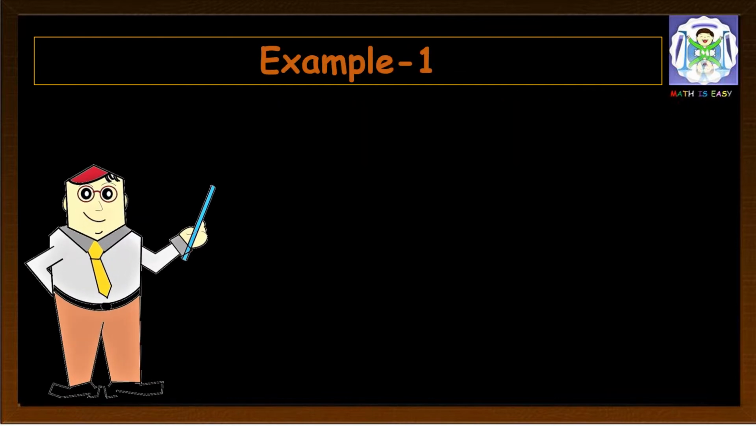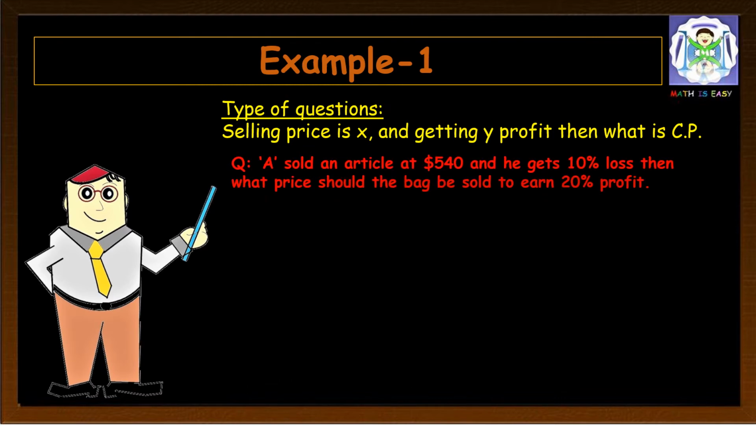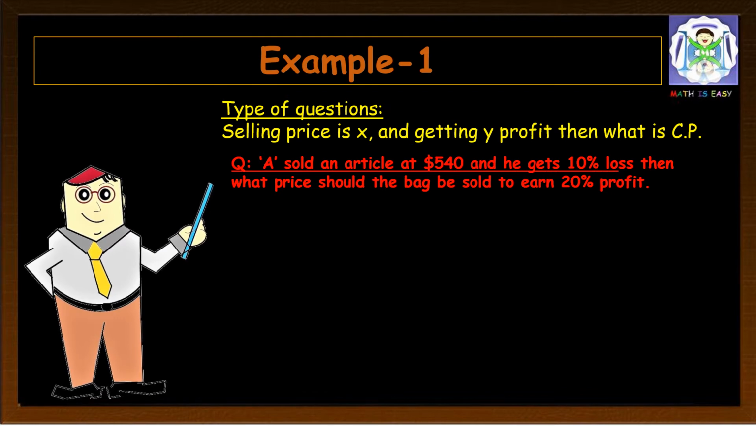Okay, so let's take an example. In the exam you will see very different kinds of questions, but this is one of the very typical questions in which the selling price is given as X and we get Y profit, then what is the cost price? So okay, take an example. The question is, he sold an article at $540 and he gets a 10% loss. Then at what price should the bag be sold to earn a 20% profit?